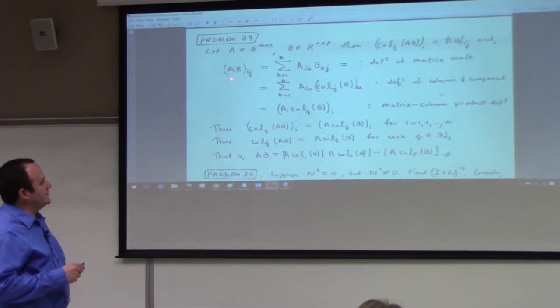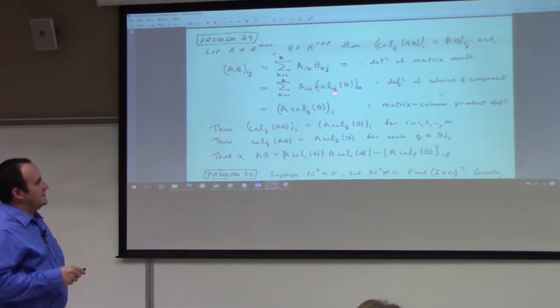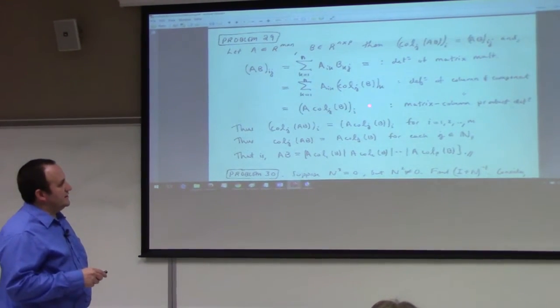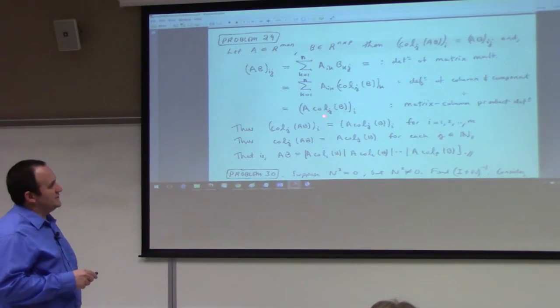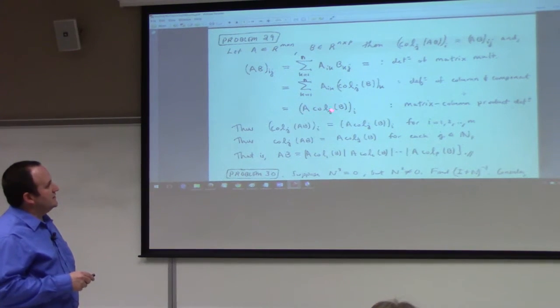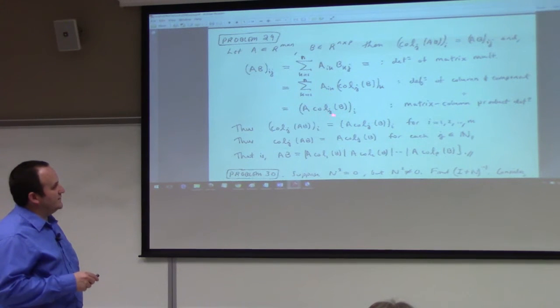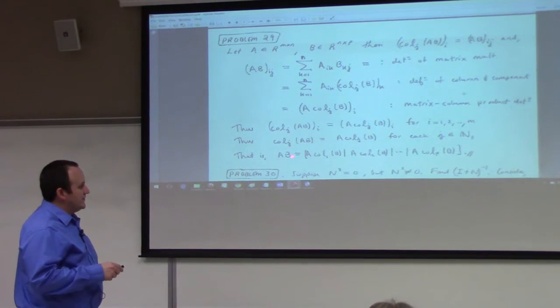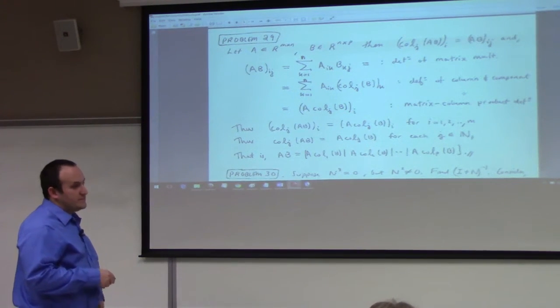Matrix multiplication says that's the sum from k equals 1 to n of this, by definition of matrix multiplication. But that's exactly the kth component of the jth column of B, by definition of column. And this is exactly the matrix-column product of A times the jth column of B, ith component of all that. So if this is equal to that for arbitrary i and j, that shows the jth column of AB is equal to A times the jth column of B, which is exactly what you're trying to prove. So, yes, sir?